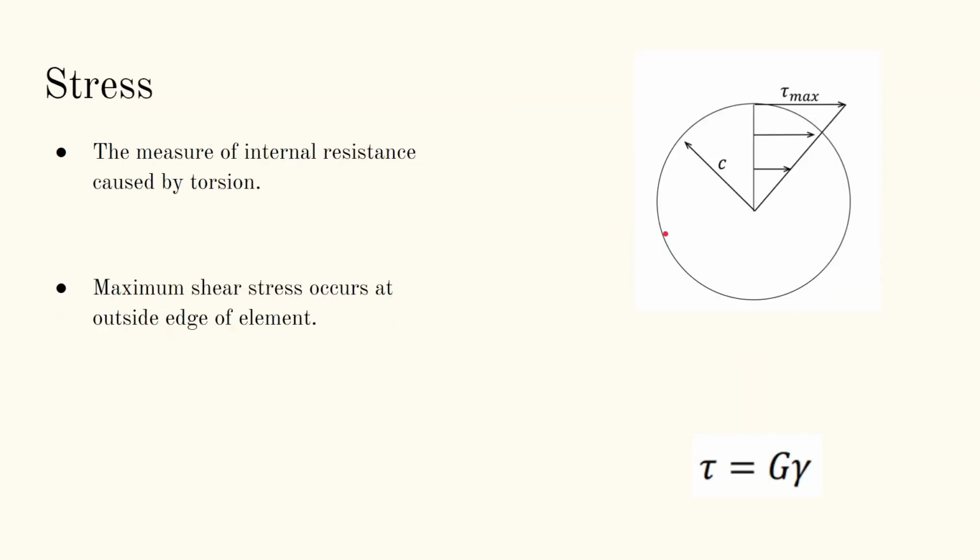So while strain measures angular deformation, stress is going to measure the internal resistance of an object to torsion, and it is given in units which are pascals. The maximum shear stress is also going to be at the outside edge of an object, as seen here. So there's also a relationship between shear stress and strain given by this formula right here. So stress is going to be equal to the shear modulus multiplied by the strain. And you can see they are proportional to each other due to Hooke's law of elasticity.